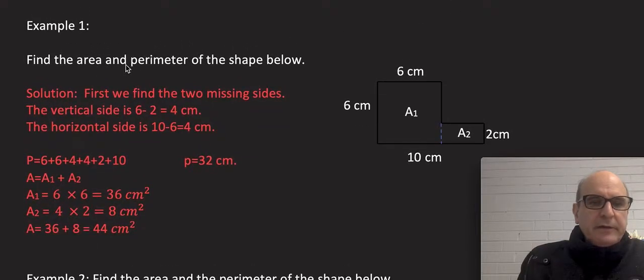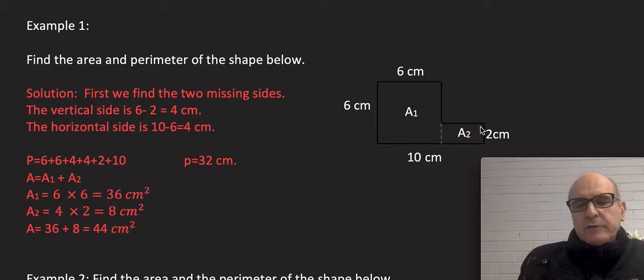Example 1, find the area and perimeter of the shape below. This is the shape they have given to us. As you can see, we can split it into two rectangles. This is one rectangle, or to be more accurate, a square, and this is another rectangle. This side and this side are missing, so they haven't given us those. The rest, we know how long they are. This is 10, this is 6, 6, and 2. So we need to work out this side.